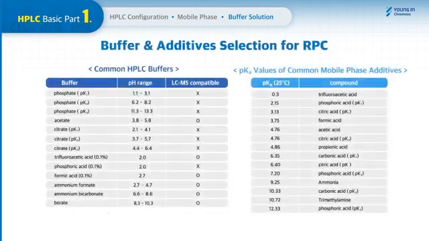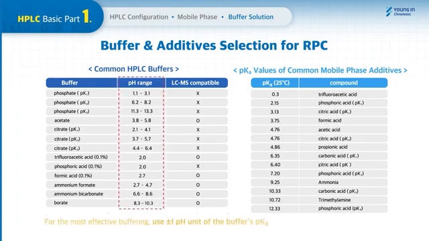There are certain recommendations for buffer selection. This table provides commonly used buffers and additives, including pH range and pKa value. For the most effective buffering, a buffer should be used within plus or minus 1 pH unit of the buffer's pKa. The most popular buffers for HPLC with UV detection are phosphate and acetate due to their UV cutoff.